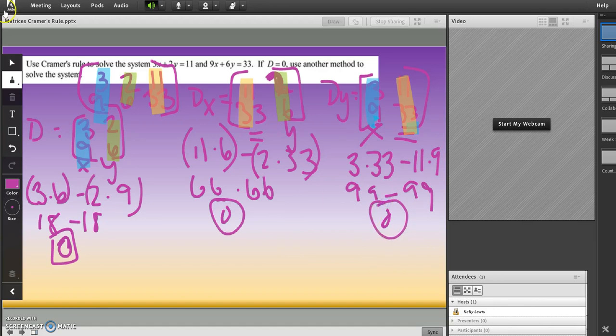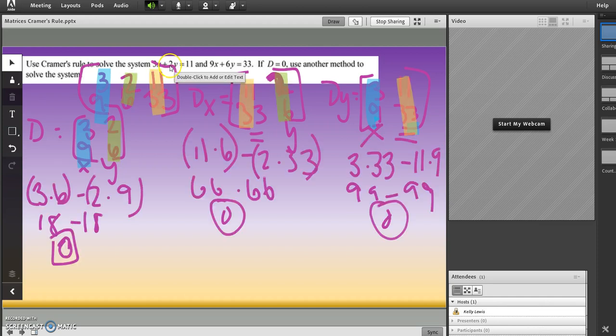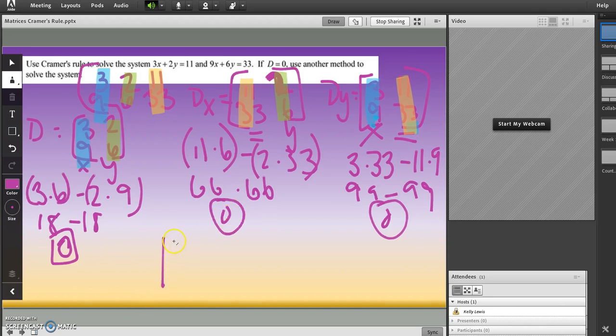All right, so if we go back and look real quick, let me move this. 3x to 9x, 2y to 6y, 11 to 33. Everything is being multiplied by 3. 3x times 3 is 9x. 2y times 3 is 6y. 11 times 3 is 33. So this particular system, the answer is all real solutions. But I really want to do one where we have an answer. Okay, you're not going to have a funny one on these matrices.